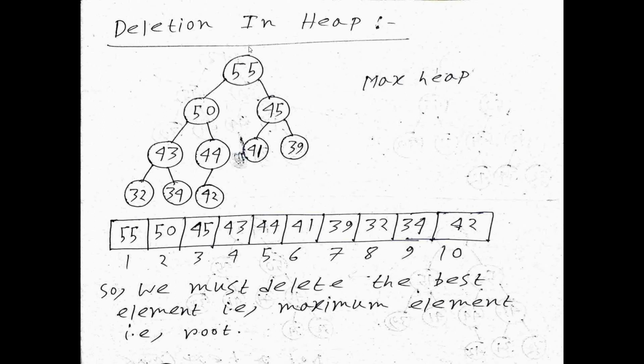Why? Because 55 is greater than all the elements. Every time, parents must be greater than or equal to their children. Yes, 55 is greater than 50 and 45. 50 is greater than 43 and 44. 45 is greater than 41 and 39. 43 is greater than 32 and 34. 44 is greater than 42. Yes, it is a max heap.